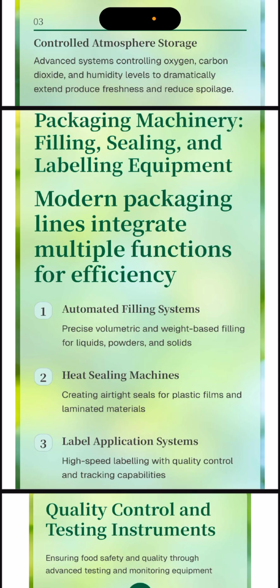Label application systems. Beyond branding, labels are crucial for traceability. High speed systems apply labels containing barcodes, lot numbers, and date codes, allowing a product to be tracked throughout the supply chain. This is vital in the event of a product recall.